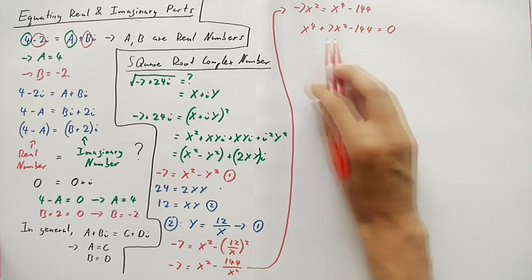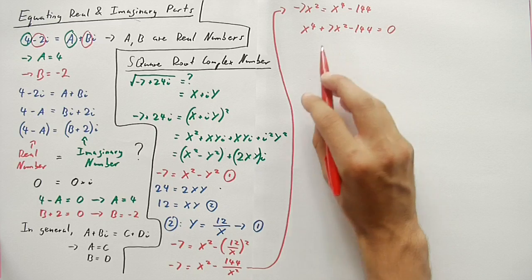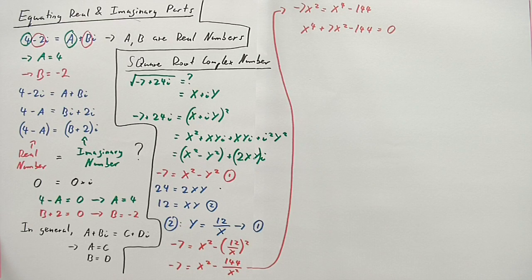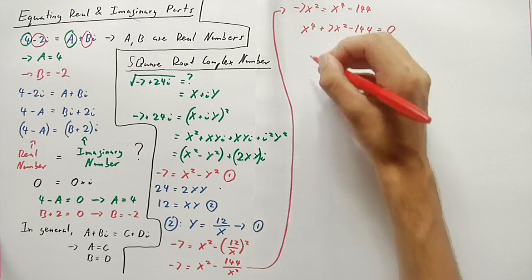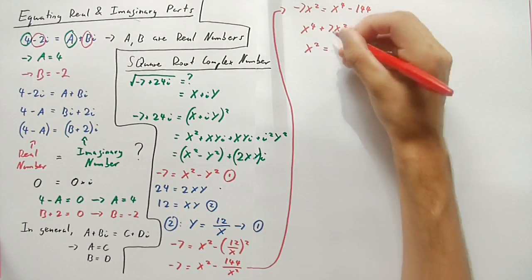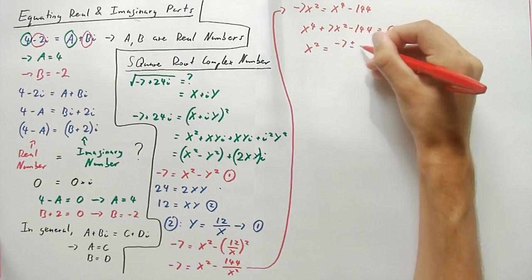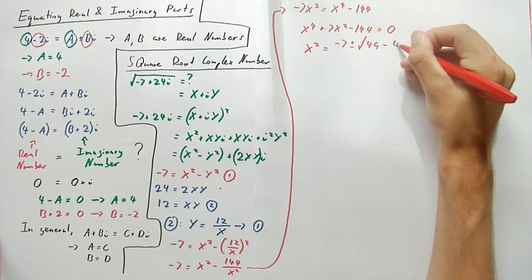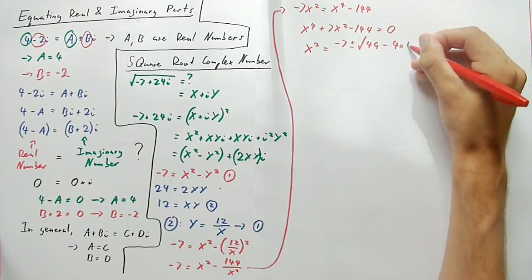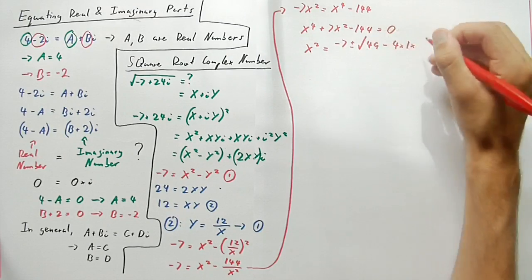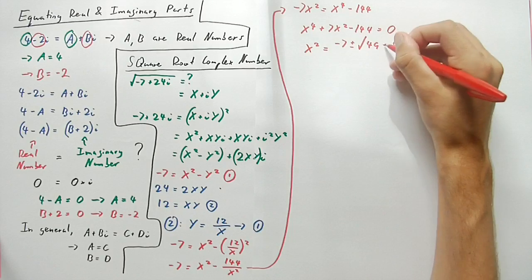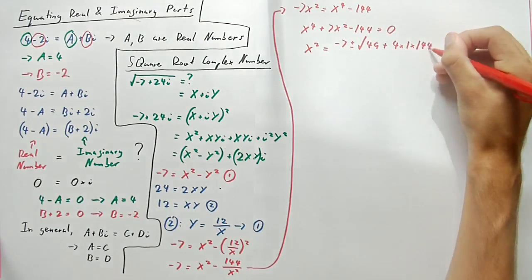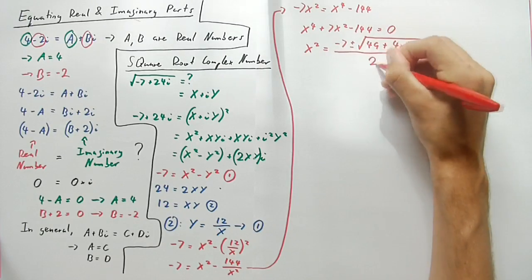Now this is simply a quadratic equation in terms of x squared. So using our quadratic formula, we'll get that x squared is equal to negative b, which is negative 7, plus or minus the square root of b squared, which is 49, minus 4 times a, which is 1, times c, which is negative 144. And that's just going to make this negative into a positive. All divided by 2 times a, which is 2 times 1.